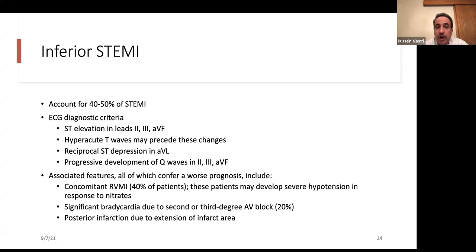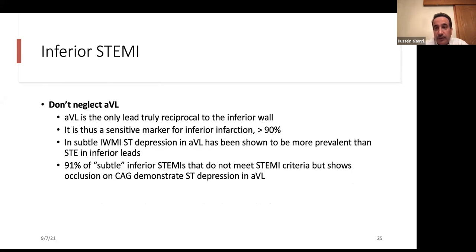With inferior STEMI, you always have to do the RV leads because there is RV infarction in 40% of these patients. Always consider and look for heart block, second or third degree AV block, which occurs in around 20% of patients. And again, you have to look at features of posterior infarction. So with inferior STEMI, look for RV MI, posterior MI, heart block, because especially RV MI is important when it comes to treatment.